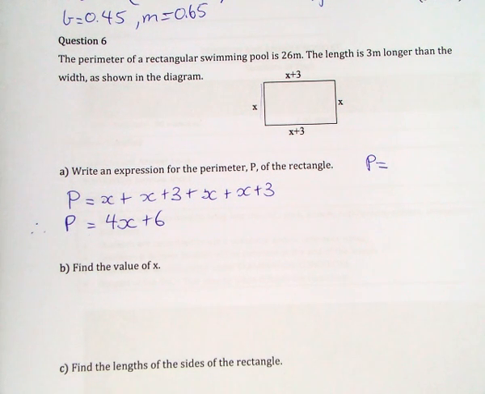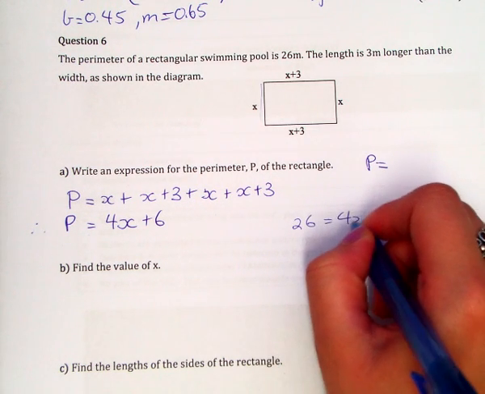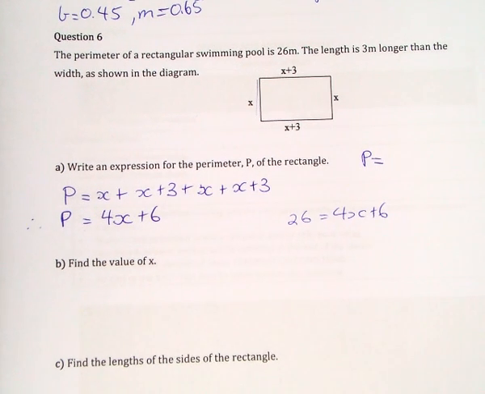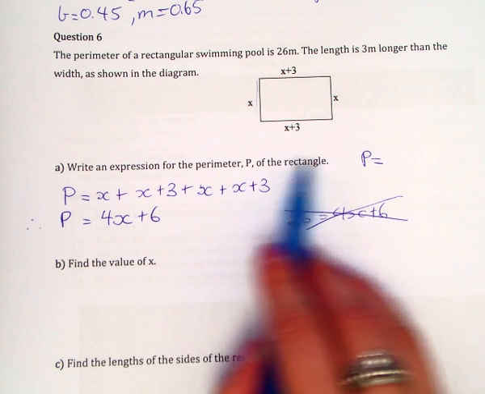A common answer that was given, as I stated before, was to say 26 equals 4x plus 6. Okay, but we weren't after that. We were after an expression for the perimeter P. That means in terms of P.